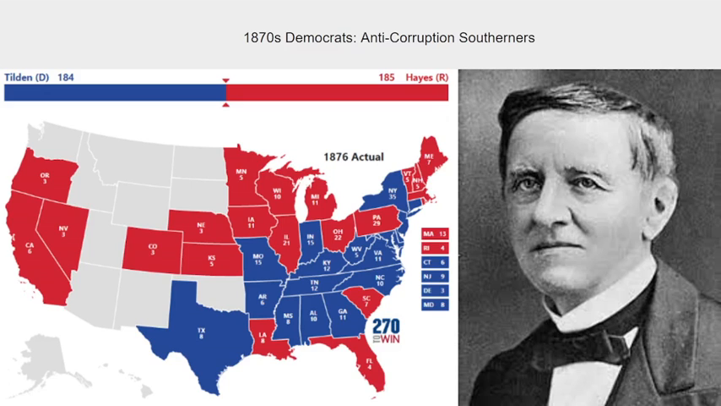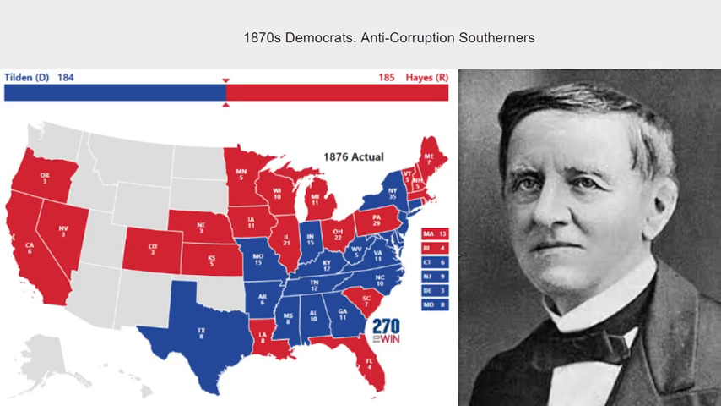This election is one of the 5 times in American history where the winner of the popular vote wasn't the winner of the Electoral College. In 1876, Tilden not only lost the popular vote, but he lost the Electoral College by one vote. That's okay.